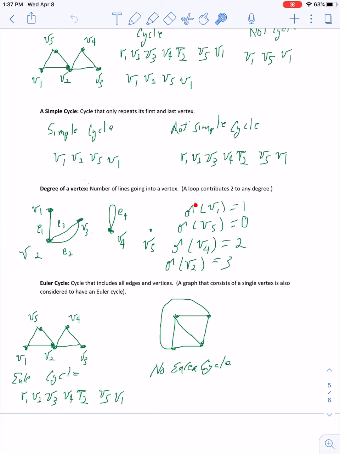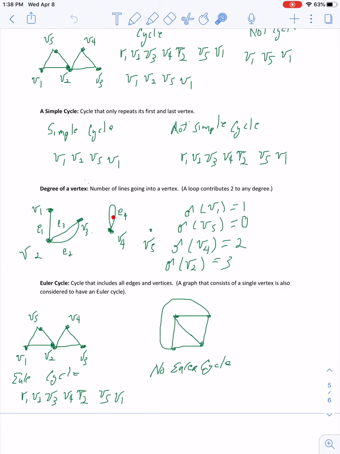This symbol right here is delta, and delta stands for degree, so you can read this as the degree of V1. So I look at V1, I see how many lines go into it. There's only one line, so the degree of V1 is 1. Now, if I want to know the degree of V5, well, V5 is sitting right there. What is that? An isolated vertex, which means there is no edge incident on it. Therefore, the degree of V5 is 0.